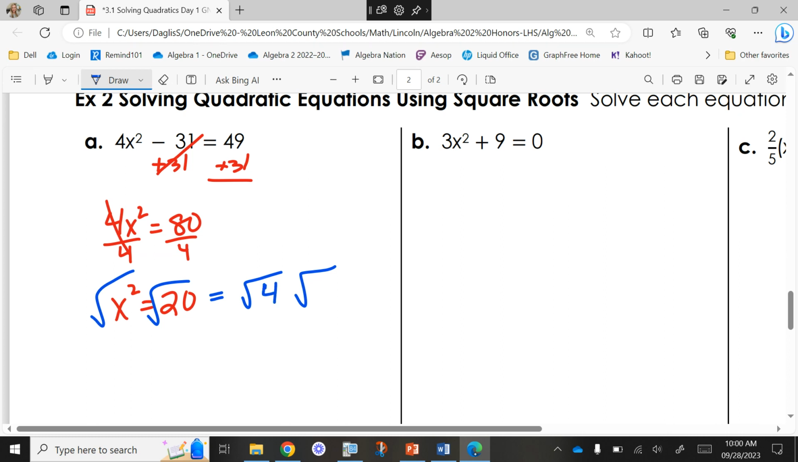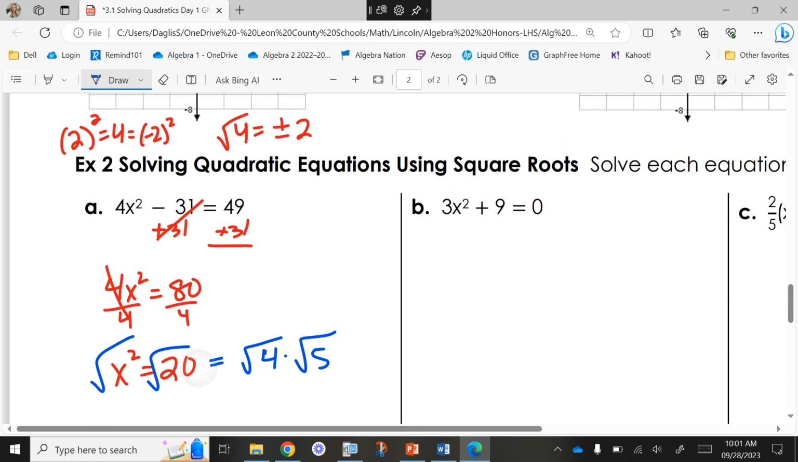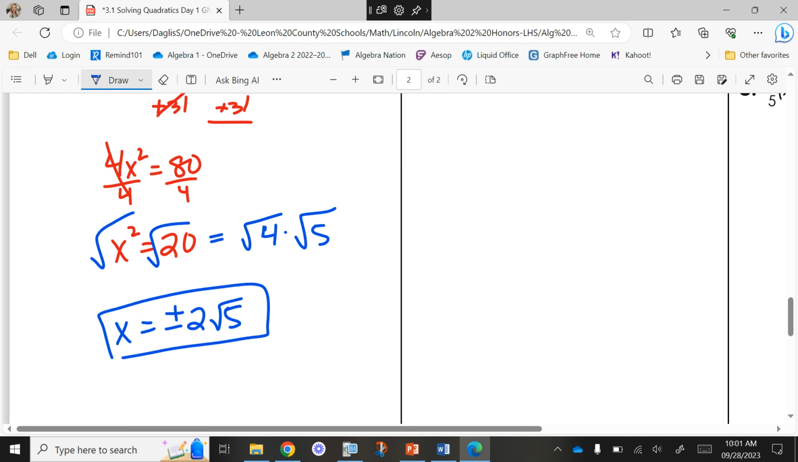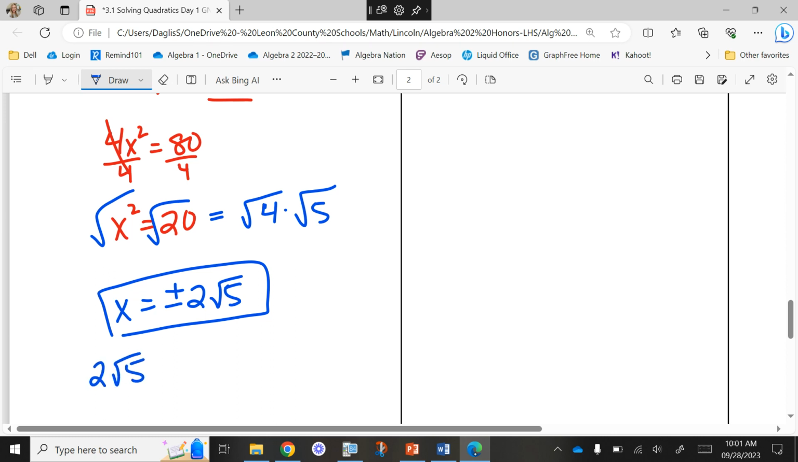Because when I separate it as the square root of 4 times the square root of 5, well, what is the square root of 4? Look, we literally just did this. It is positive and negative 2, right? But is there a square root of 5? No. So positive and negative 2 times the square root of 5. And that's how you leave your answer. Yes, you leave it just like that. If you want to write them both out, 2 square root 5 and -2 square root 5, you can, but you don't have to. Saying positive and negative shows that it's 2 different answers.